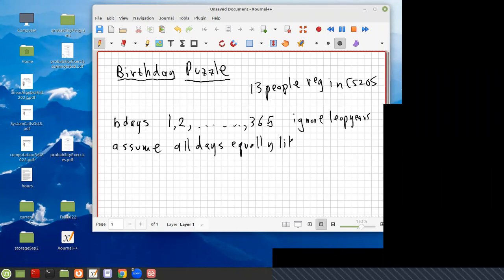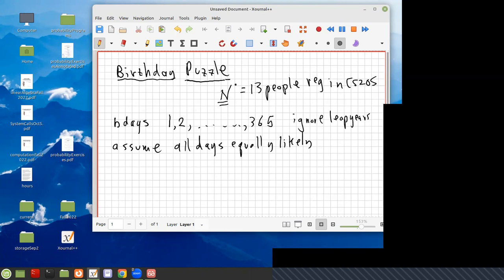It may be that certain days are more likely. There's probably a distribution where more people are born in the spring than the fall, or in different seasons. But we're just going to ignore that and say that all days are equally likely. So the question is, how can we get a handle on this? And we're going to be interested not just in 13, but in any group of n.